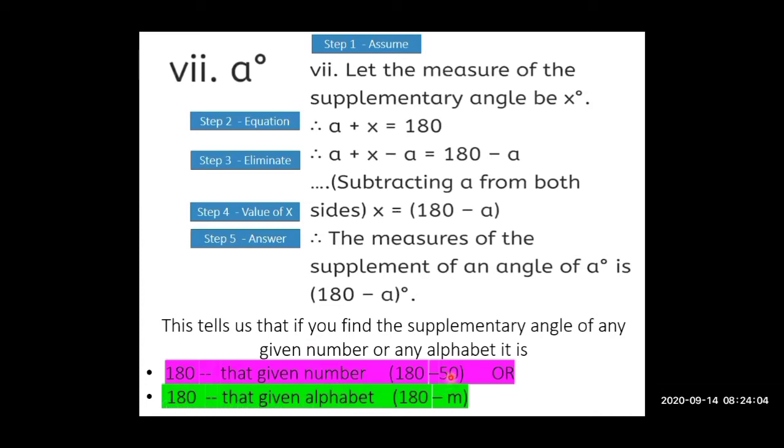If 50 degree is given, then 180 minus 50. If 80 degree is given, then 180 minus 80. Or m, that is an alphabet, is given, then 180 minus m. Simple. If p alphabet is given, then 180 minus p. Understood? Okay, so question 1 is over.